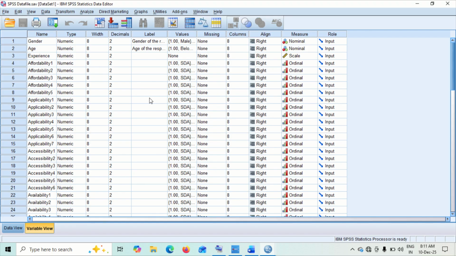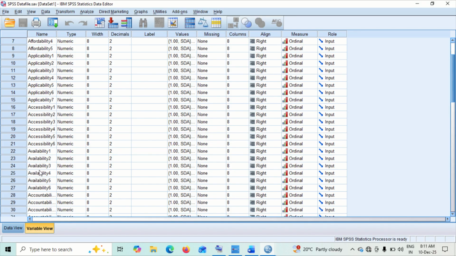Today's video is about exploratory factor analysis. In this video we have to cover how to run exploratory factor analysis, what are the steps needed for it, and how to interpret the result of exploratory factor analysis. The exploratory factor analysis is used for Likert scale items. Here the Likert scale items are affordability, applicability, accessibility, availability, accountability and acceptability, used for measuring adoption level of ICT.